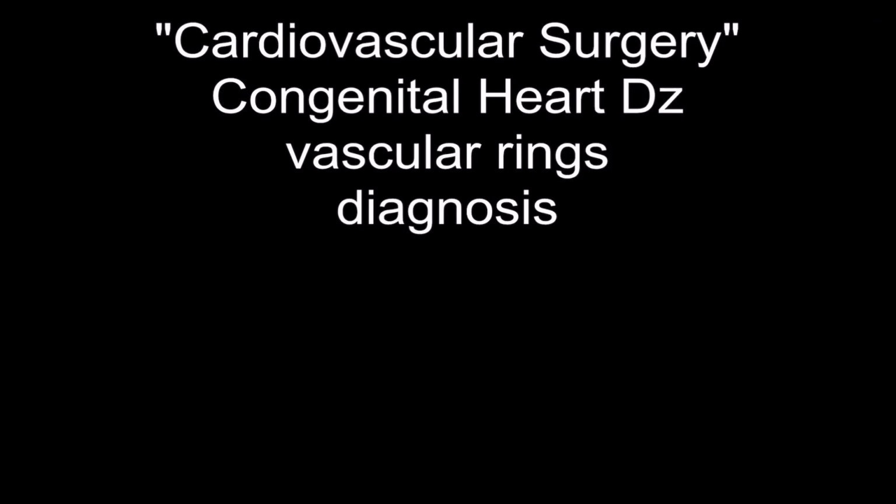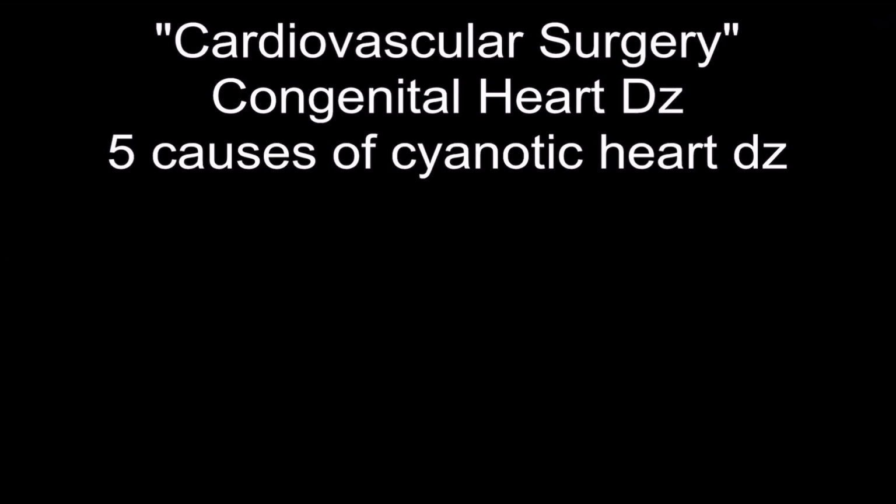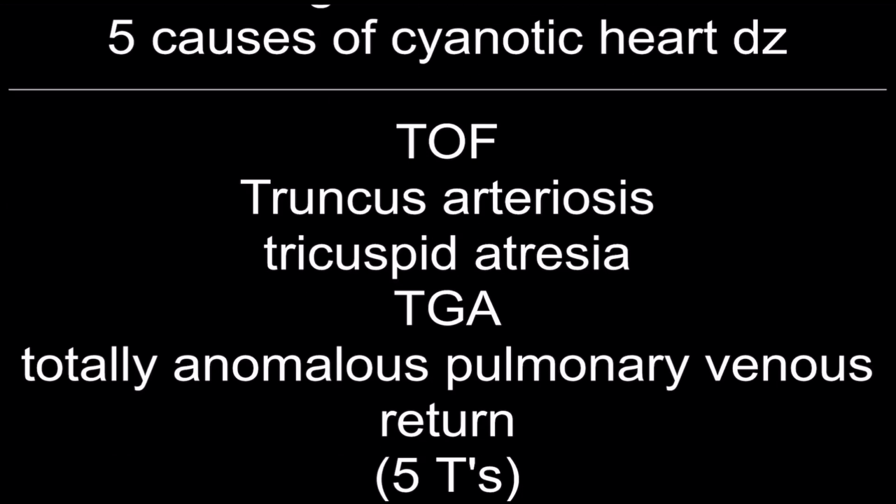Vascular rings diagnosis. Barium swallow and MRI. 5 causes of cyanotic heart disease. Tetralogy of Fallot, truncus arteriosus, tricuspid atresia, transposition of the great arteries, total anomalous pulmonary venous return, TAPVR.